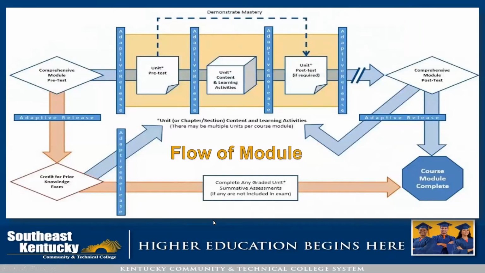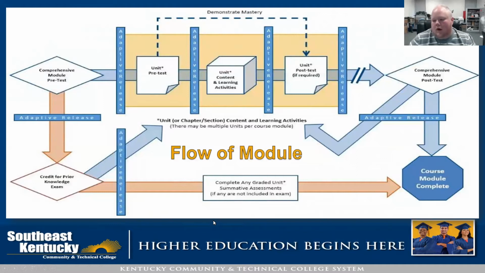Sometimes there are assessments that are not included in that credit for prior knowledge exam that a student will also have to complete some mastery. If they make an 89 or below, then they work through the module work. So this helps students be able to complete things a lot faster if they're coming in with already background knowledge.